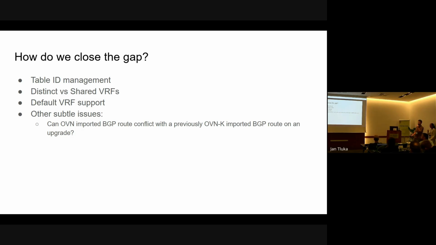Default VRF support: OVN Kubernetes has a default pod network that is associated with the default VRF. So it's also important to consider that when moving over to OVN BGP support. And then there are other subtle issues that we cannot really anticipate. But on an upgrade, we can think of a time window when the same routes are going to be managed by both OVN and OVN Kubernetes, and is there going to be conflicts or problems just because of that?